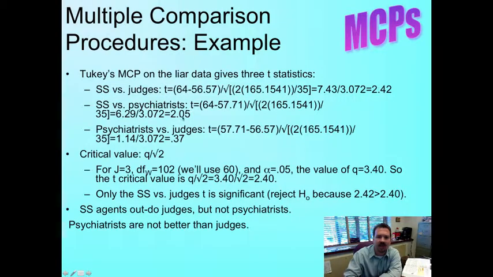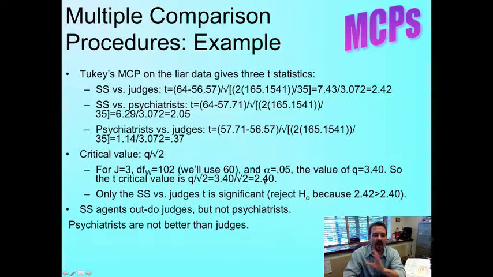For Secret Service versus psychiatrists, it's 2.05. For psychiatrists versus judges, it's 0.37. Okay, so these are observed T's, not critical T's. The critical T you would look up based on the studentized or Q table that you don't have access to. You would input these numbers just so you can work with the table, and you would get this critical Q value or T value, whatever. It's what you're comparing these observed T's to.